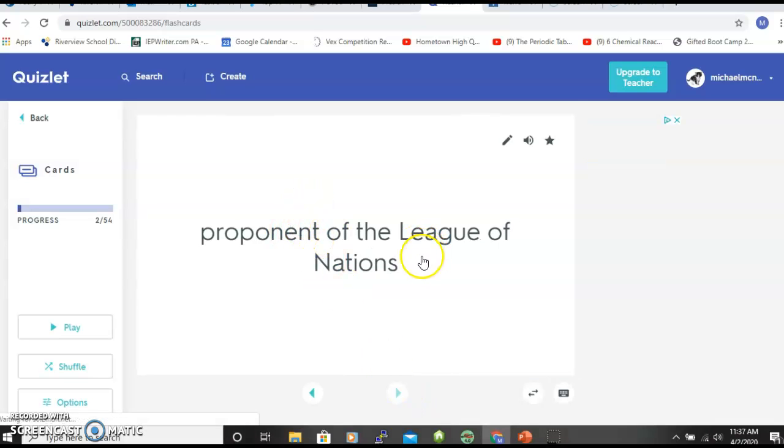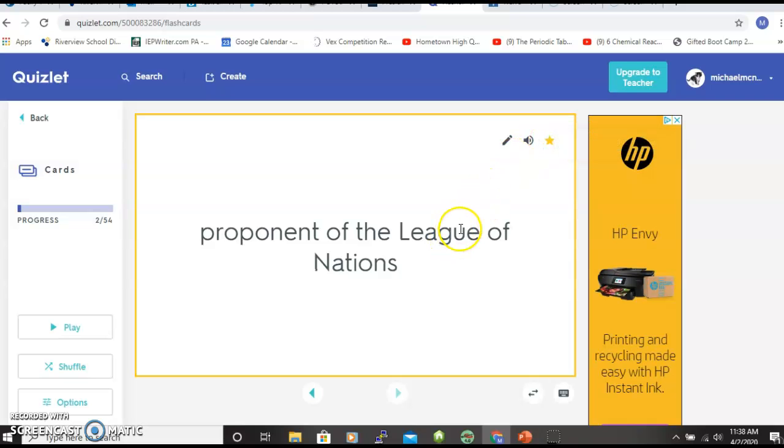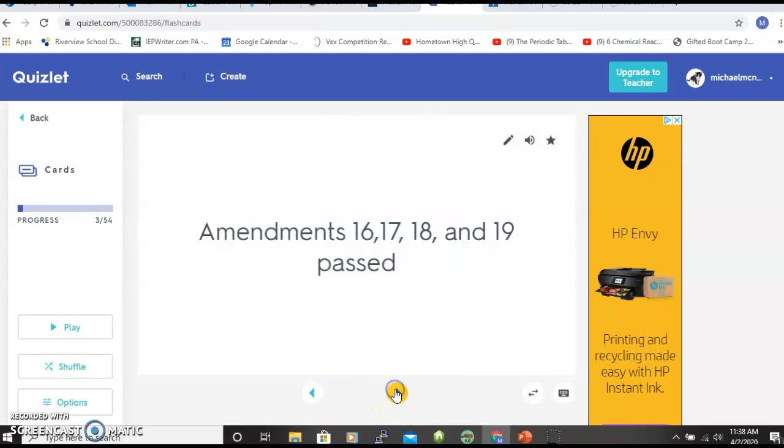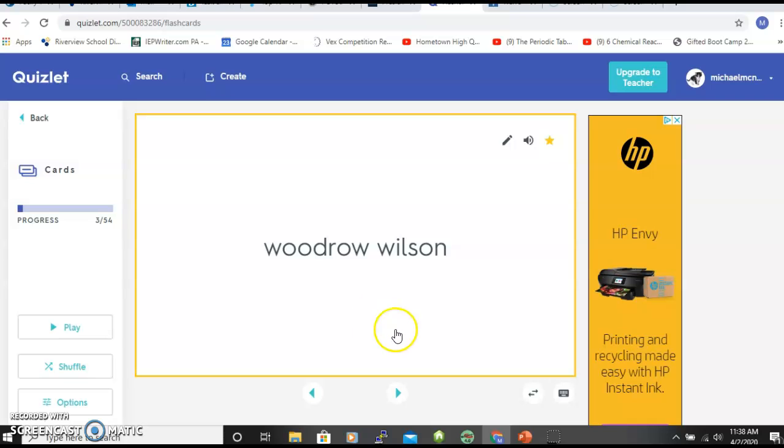Proponent of the League of Nations. Now, I happen to know that that's also Woodrow Wilson, but what if you didn't? If you didn't know it, star it, because that will become important as we will see. Let's go to the next one. Amendments 16, 17, 18, and 19 passed. So a lot of amendments passed during this presidency. I'm not sure about that, so I'm going to star that, and I'm going to click Woodrow Wilson again. So star the ones you don't know, and now we are going to options.